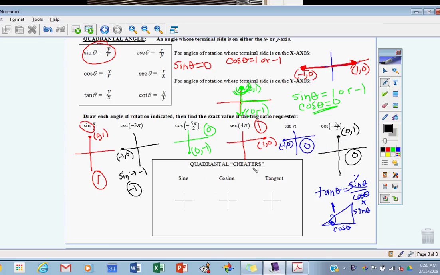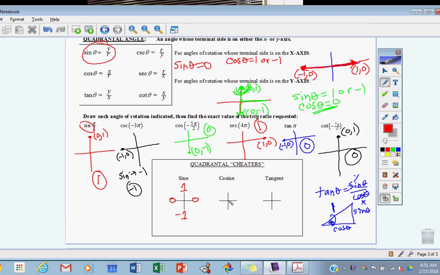All right, here's some cheaters that you may have been taught in the past. I've never taught these, but whatever works for you. So sine means if you're at these quadrantals, remember, what's the y value right here? The y value is 0. The y value is 0. The y value is 1. The y value is -1. So that's a cheater that you've seen in the past.